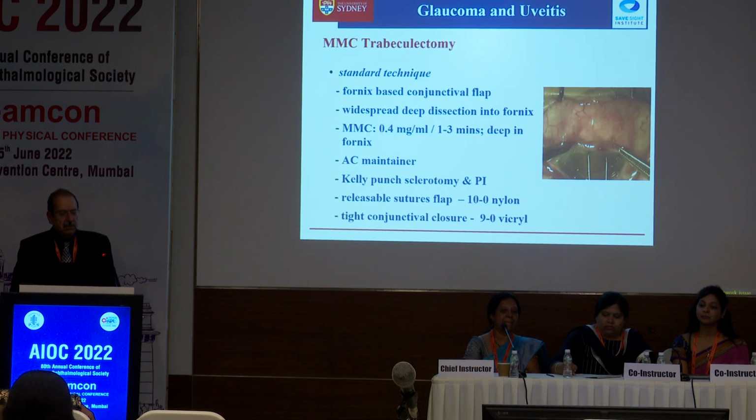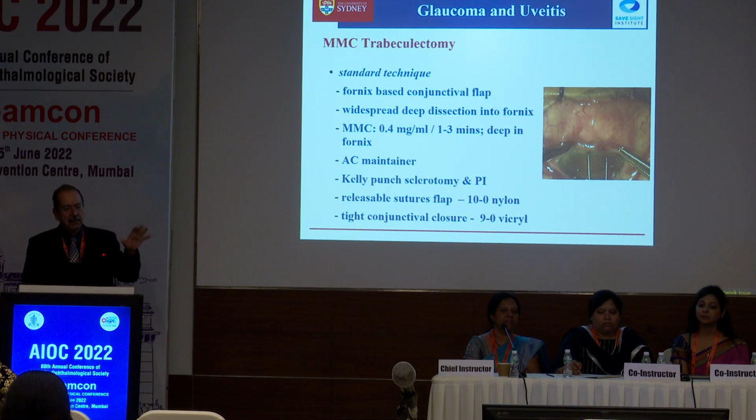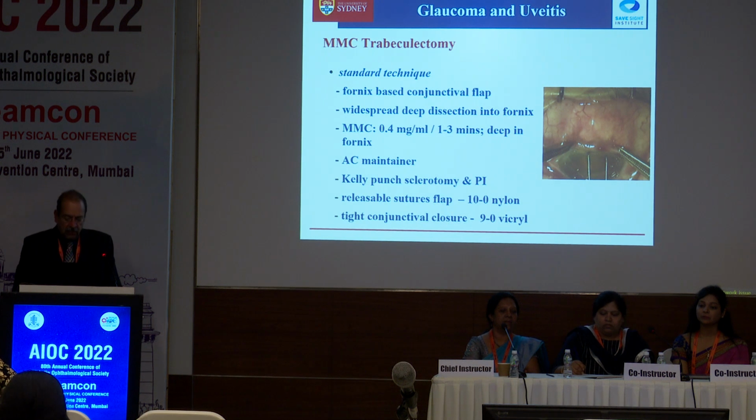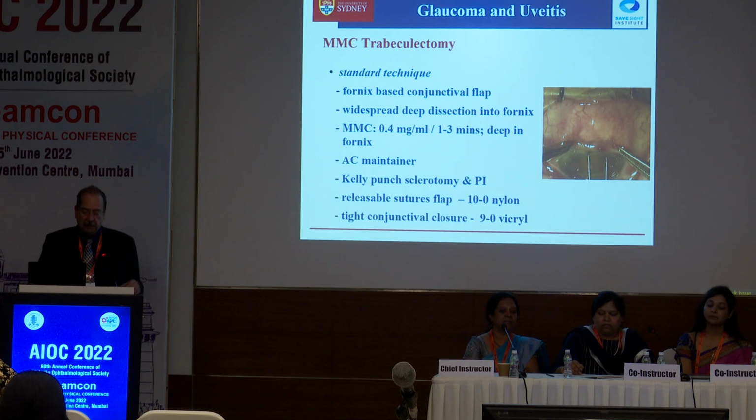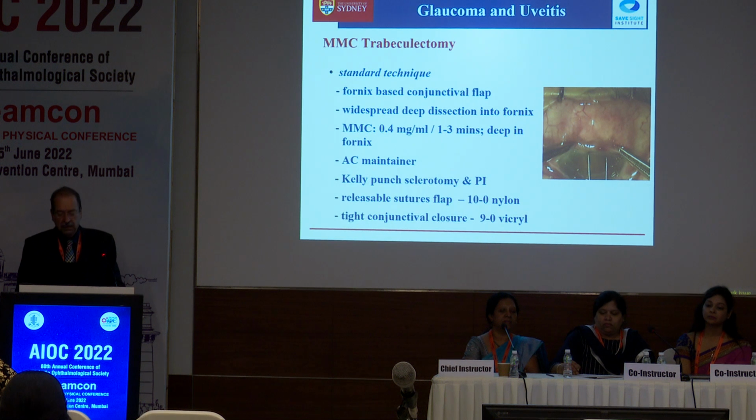Coming on to the standard mitomycin C trabeculectomy, I use a fornix-based flap, and really the key is to apply the sponge with mitomycin C for about 1 to 3 minutes under the flap as well as on the sclera. We use a standard Kelly punch, peripheral iridectomy, and then 10-0 nylon for the releasable sutures for the flap, and 9-0 Vicryl for the conjunctiva.